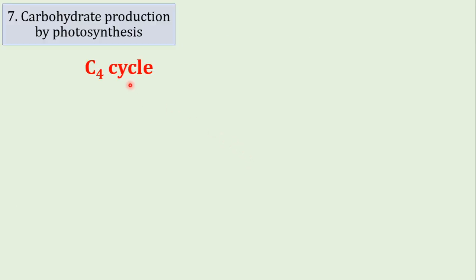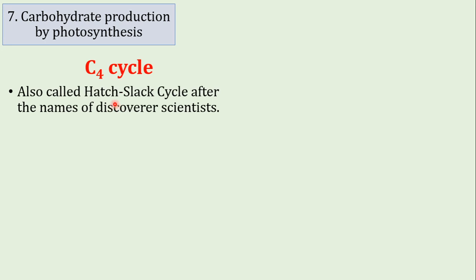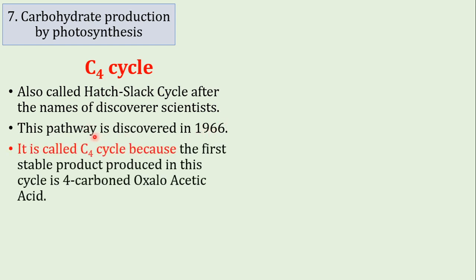So the C4 cycle is named after the discoverer scientists Hatch and Slack. That is why another name of the C4 cycle is the Hatch and Slack cycle. This cycle or pathway was discovered in 1966. So why is such a cycle called the C4 cycle?